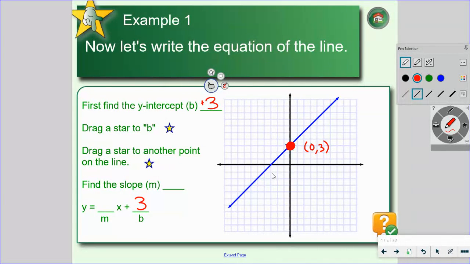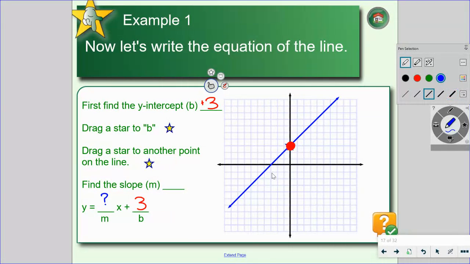But the question that remains is, what about the slope? In order to find a slope, you must have at least 2 points, ladies and gents. So what I'm going to do now is I'm going to drag the star, or perhaps I'll just use a point, and I'm going to find another nice point, and I do want it to be a nice one, and here's what I mean. Boy, I wish I could zoom in a little bit.